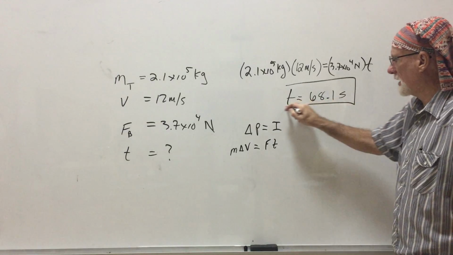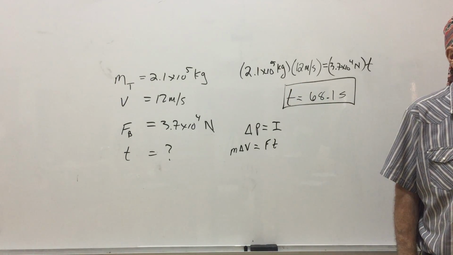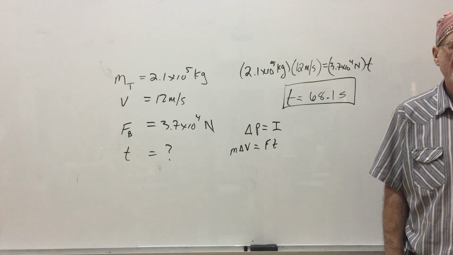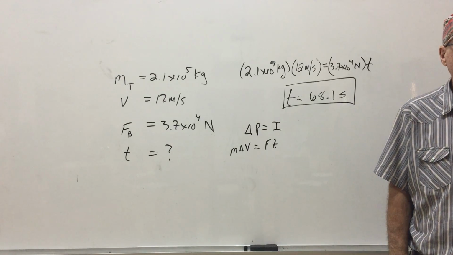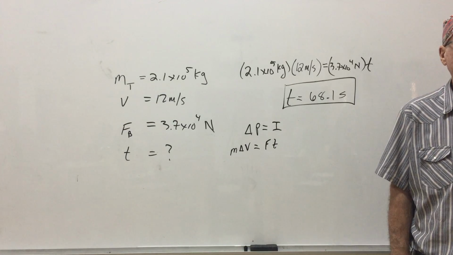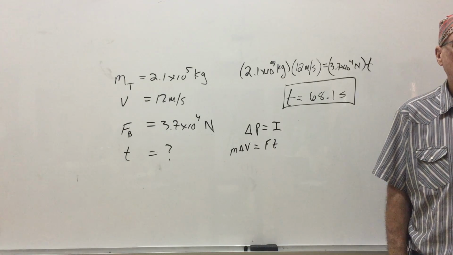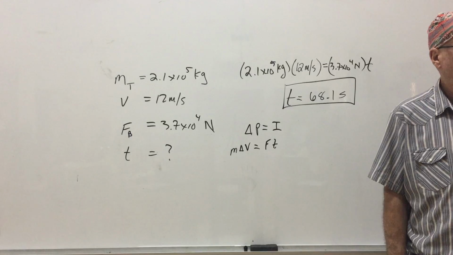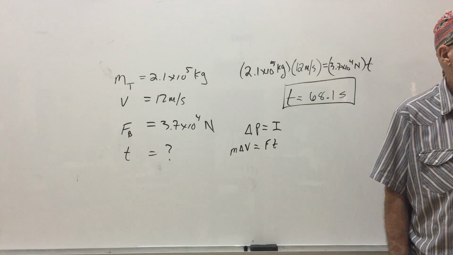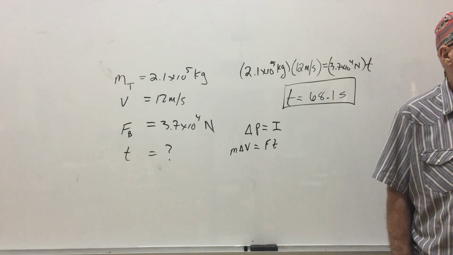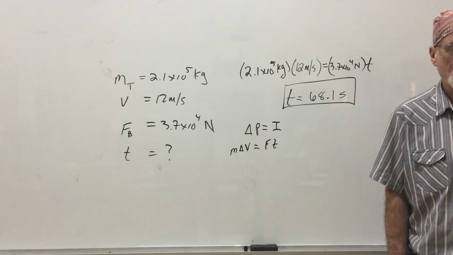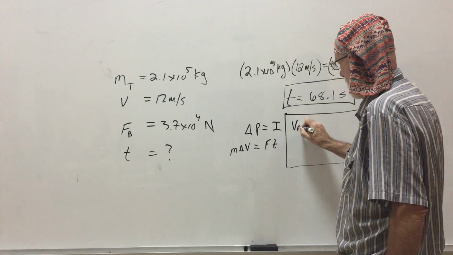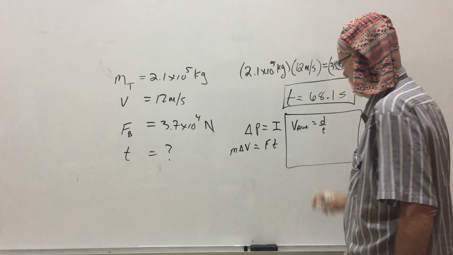So he's going to apply the brakes for that long. But what's the distance? How do we get that? Anybody? Houston, we have a problem. Average velocity equals distance over time. Excellent. Can we write it right here? Average velocity equals distance over time, correct?